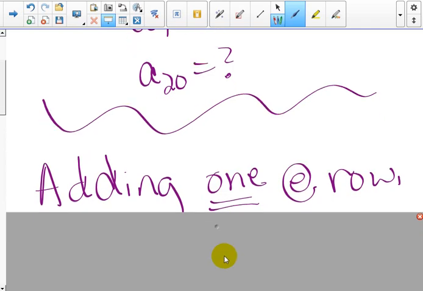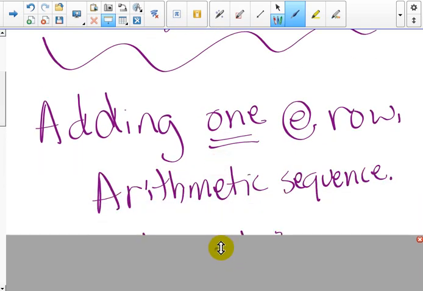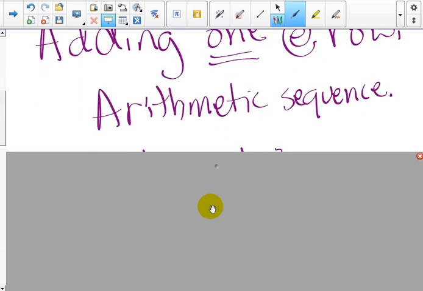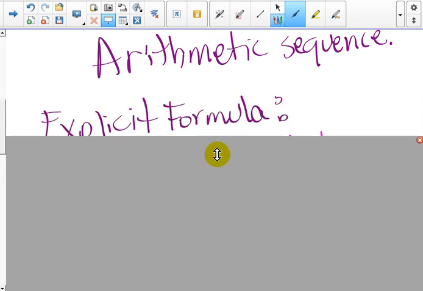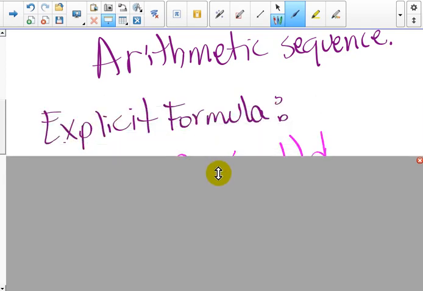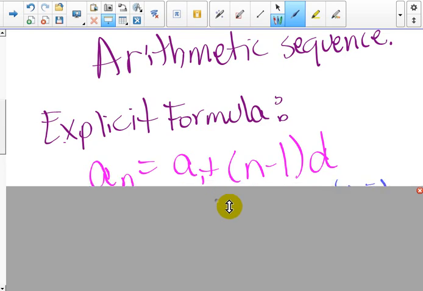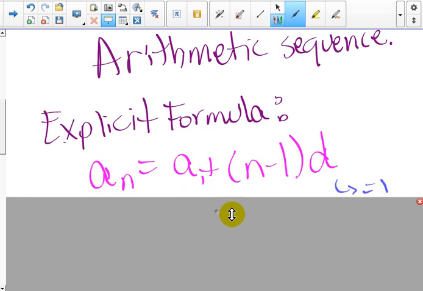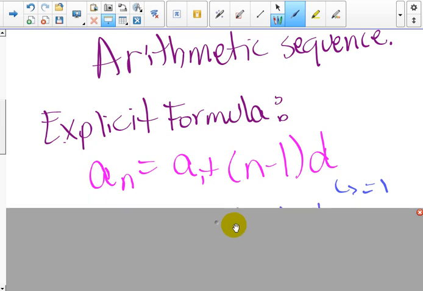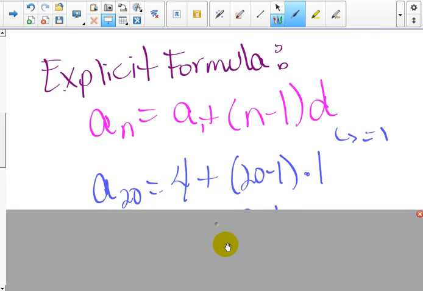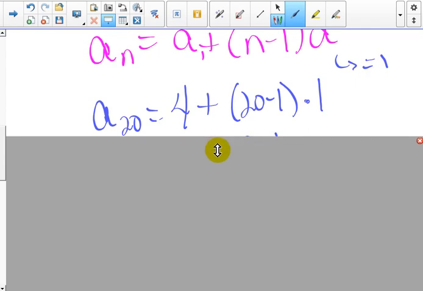So we're going to use an arithmetic sequence. All right, so we're going to use the explicit formula, the explicit formula for arithmetic sequence. So we're going to write that. A sub n is equal to a sub 1 plus n minus 1 times d. And we know that our difference is just equal to 1. And we know our first term, a sub 1, is equal to 4. So let's substitute. And we're looking for the 20th term.